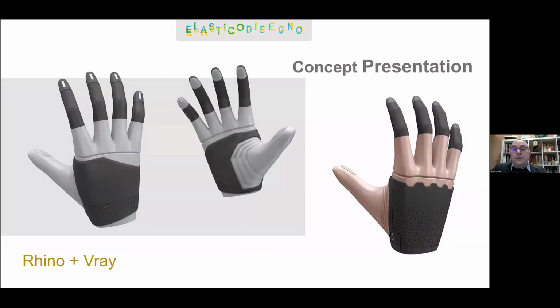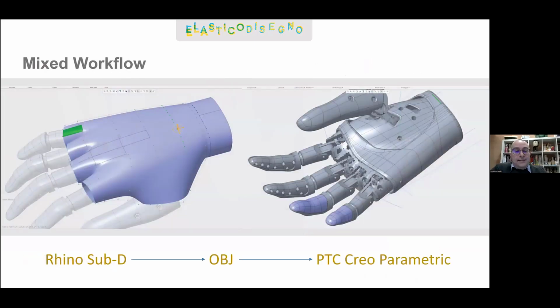And so we achieved a series of concepts that we presented with Rhino, usually rendered with V-Ray. At this point, we had some concepts that the client approved, and that moved on to the next phase. And in this case, both our studio and Prensilia, our client, work with Creo, parametric modeling software by PTC.